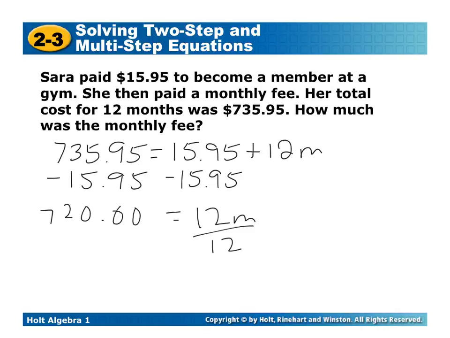Now I'm going to go ahead and divide both sides by 12. 720 divided by 12 is going to give me $60. And that's going to be my monthly fee.